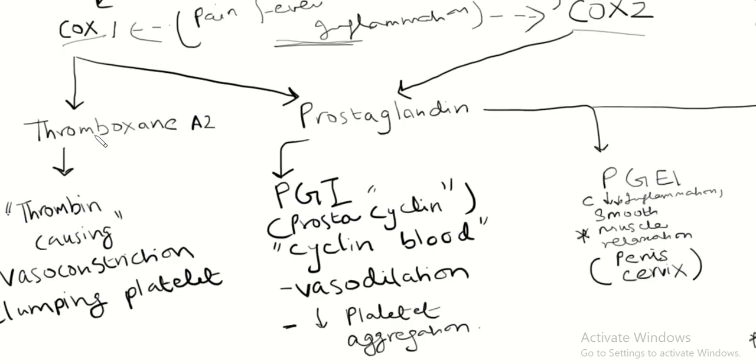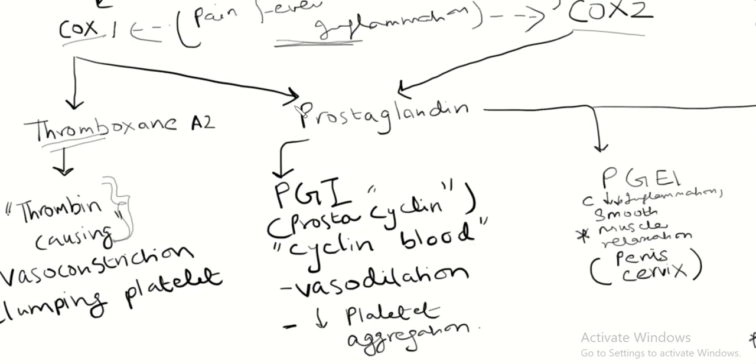Additionally, COX-1 activates thromboxane A2. This is thrombin causing. This is how I remember it: thrombin causing. So it causes vasoconstriction and clumping of the platelets. Basically it causes thrombus or clots. That's the way I think about it, and that's the way I learn it. So COX-1 activates clotting.